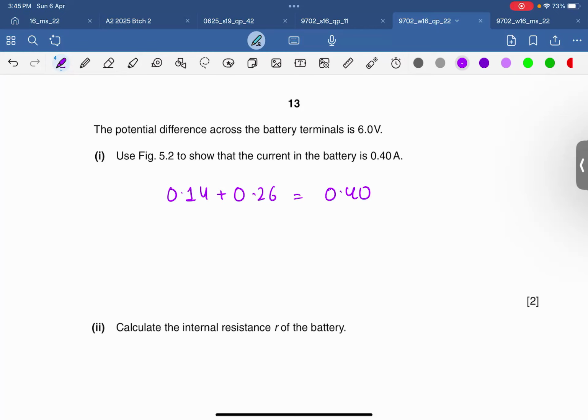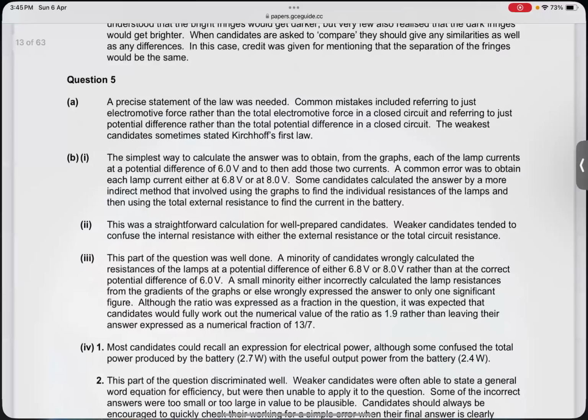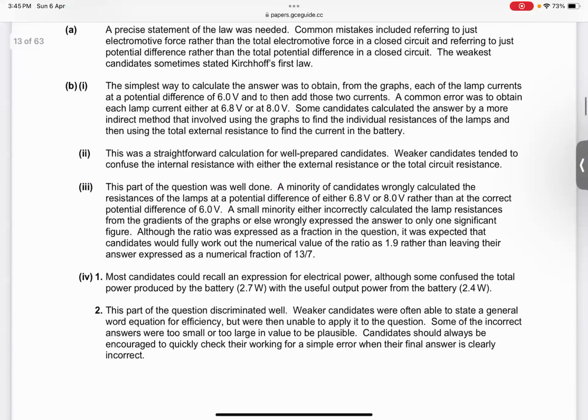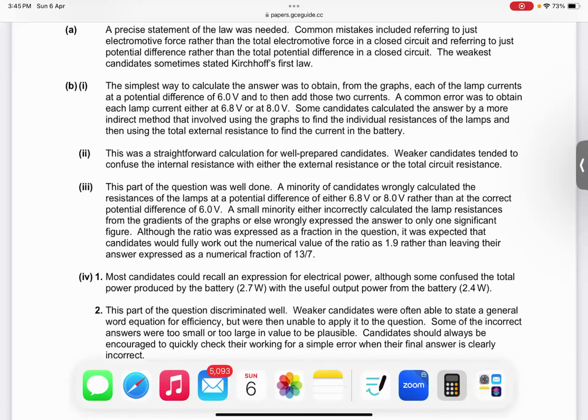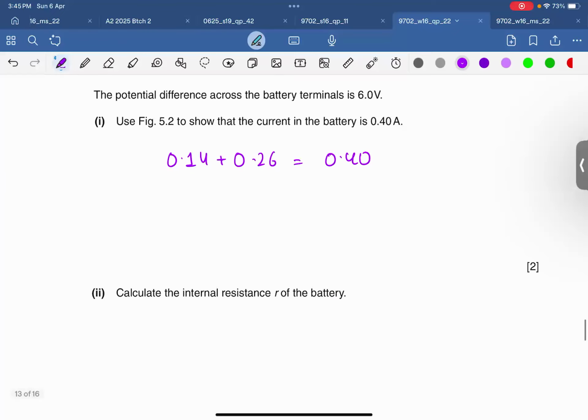By the way, since they're saying show that, let me check the examiner report. The simplest way to calculate the answer was to obtain from the graph the current for each of the lamps at 6 volts, then add them to get the total current. A common error was to obtain the current for each lamp either at 6.8 or at 8. Some candidates calculated the answer by a more indirect method involving the graph to find individual resistances and then using the external resistance. That was very long. Okay, fine.